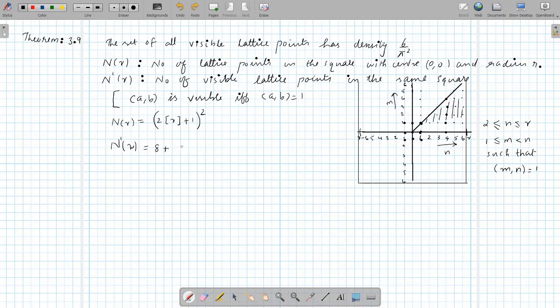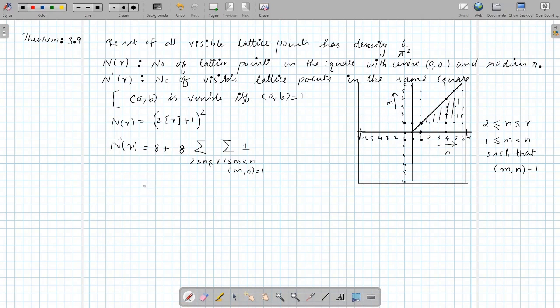So we will write it as sigma over 2 less than or equal to n less than or equal to r, and sigma over 1 less than or equal to m less than n, where gcd of m comma n should be 1. This will give the total number of visible lattice points in this region. So we need to multiply it with some number. If we choose 8, then you will get all the visible lattice points inside this square.